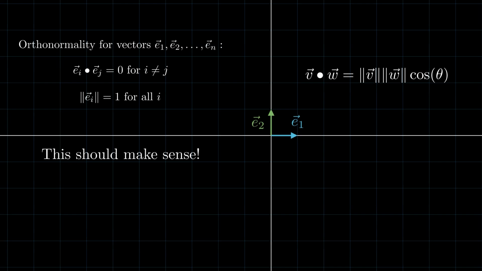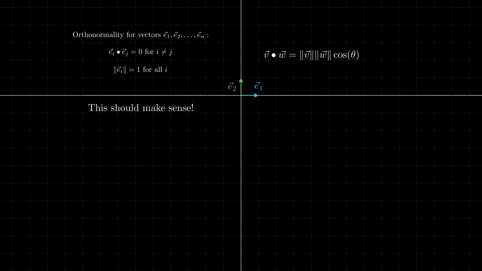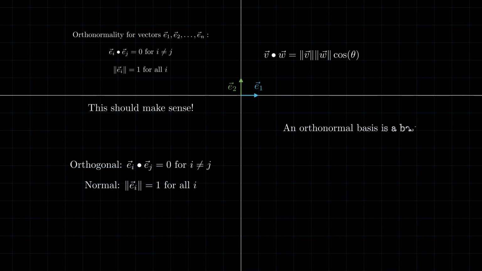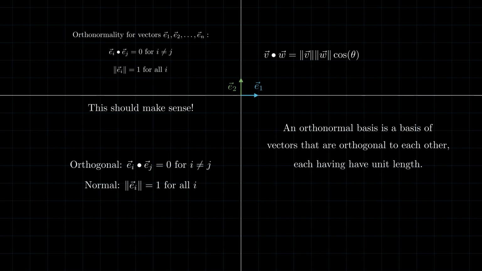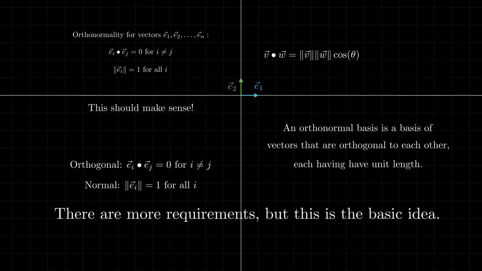Mathematically, a list of vectors is an orthogonal list if the dot product of each vector against every other vector in that list is 0, and the normal part of orthonormal comes from when each of these vectors has a norm of 1. An orthonormal basis is an orthonormal list that forms a basis for some vector space. This should make sense intuitively, even if the terminology is strange and unfamiliar. But what is a basis? We'll touch on that in the next video.